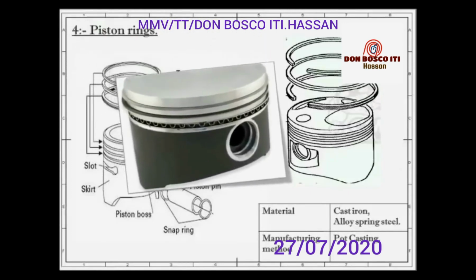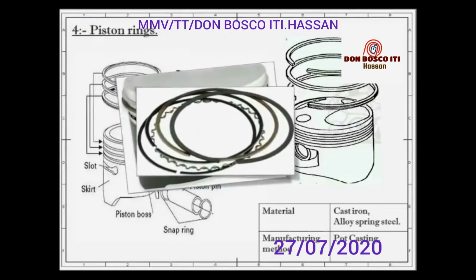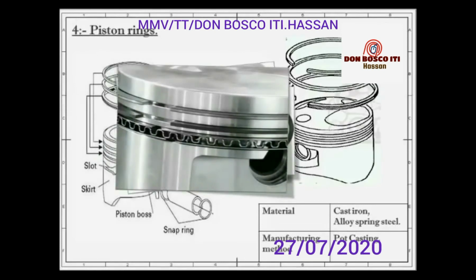The function of the upper ring, also known as the compression ring, is to provide an airtight seal to prevent leakage of the burnt gases into the lower portion. Similarly, the function of the lower two rings, also known as oil rings, is to provide an efficient seal to prevent leakage of the oil into the engine cylinder. Piston rings are made of fine grain cast iron, a highly elastic material which is not affected by the working heat. Sometimes it is made of alloy spring steel. Pot casting technique is used to manufacture piston rings.